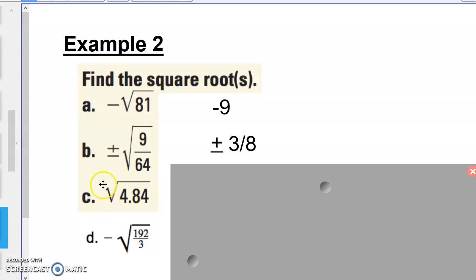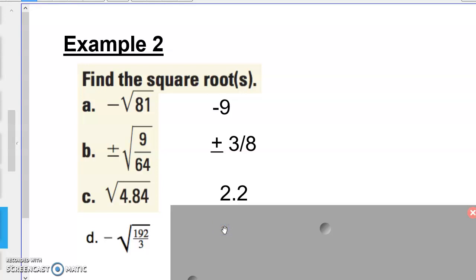This one just wants the positive because there's no number in front of it. So the square root of 4.84 would be 2.2.